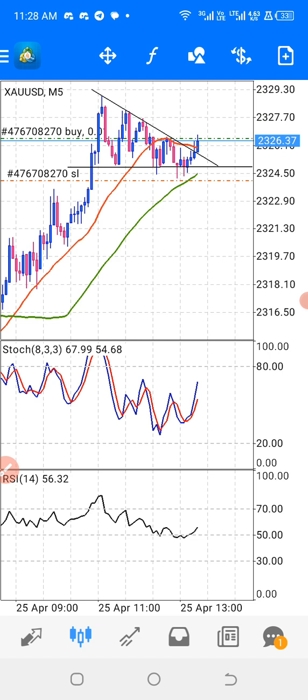The other thing I want to mention here is that the reason why I took this buy is because my momentum indicator is bullish and the RSI is above 50, which is also bullish. So my two confirmation indicators were both bullish. That's why I entered a buy trade for gold. So guys, let's keep our fingers crossed and watch how this market will play out.